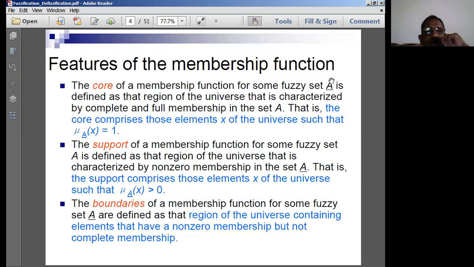Welcome back to the online sessions on fuzzy logic. Now we'll continue with the topics that were mentioned in the last session on features of membership functions.